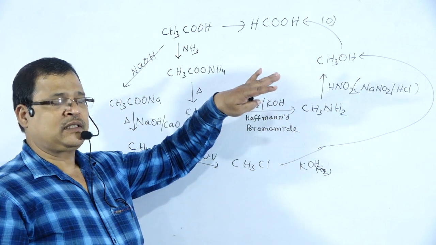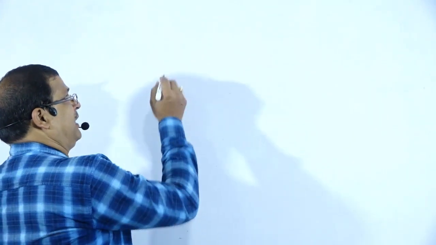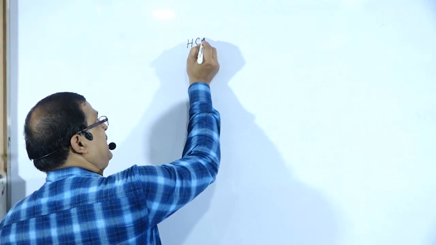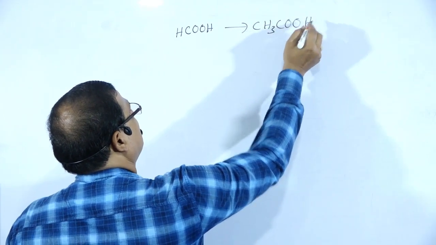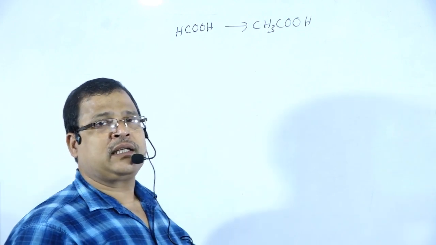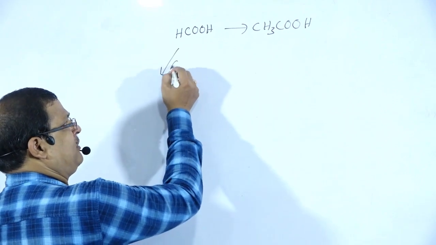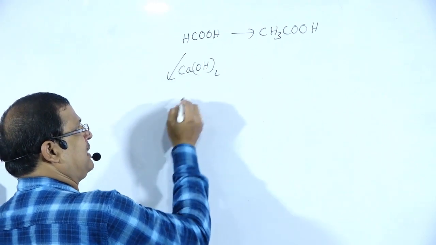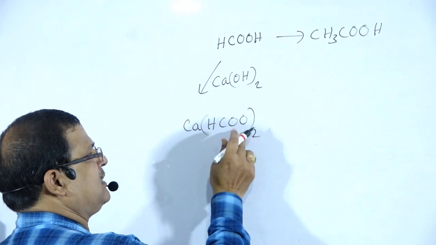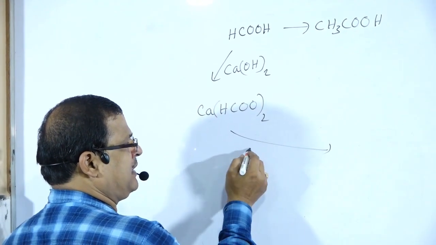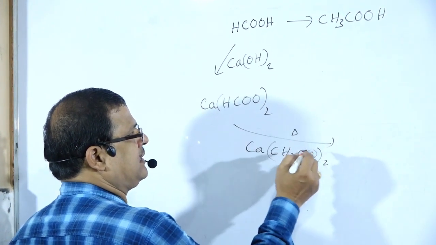Next we will go for the opposite one, that is formic acid to acetic acid. That is the conversion of formic acid HCOOH to CH3COOH. There is an increase of the carbon atom. In this case, the number of carbon atoms is increased. So formic acid treated with calcium hydroxide, a base, forms (HCOO)2Ca, calcium formate. Calcium formate is again treated with calcium acetate, and that is heated. Dry distillation.